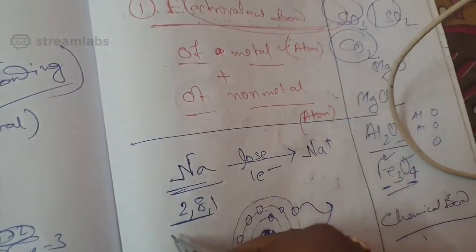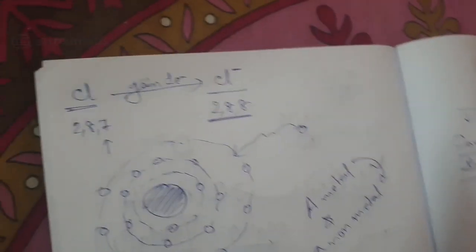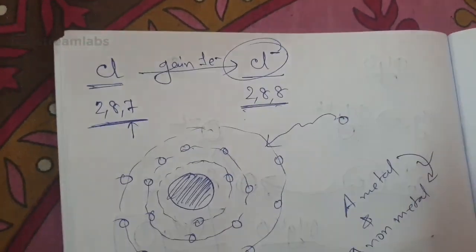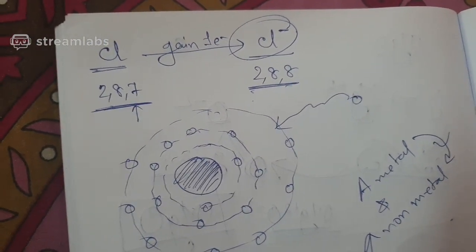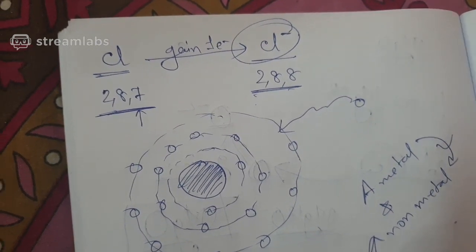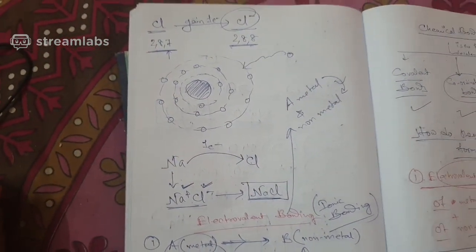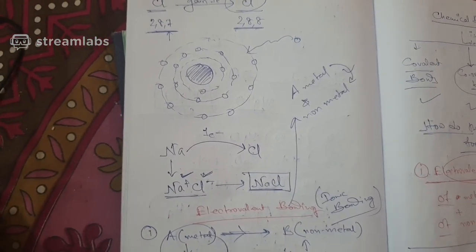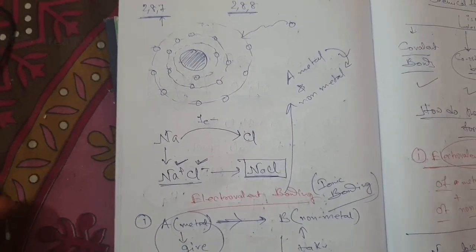Why is the sodium losing the electron to become stable? Why is the chlorine taking the electron to become 2,8,8 from 2,8,7? Their aim is to fulfill stability, to attain inert gas electronic configuration, or electronic configuration like noble gases, like you have understood in the previous video. This is the reason behind losing and gaining electrons: they try to attain stability. So attaining stability is the basic reason for bonding.